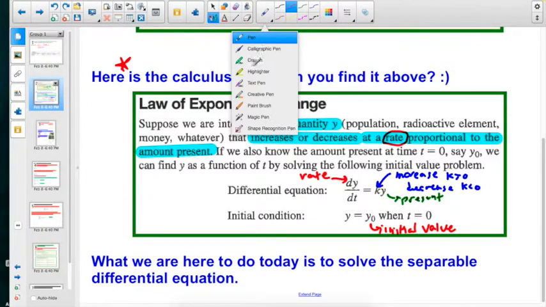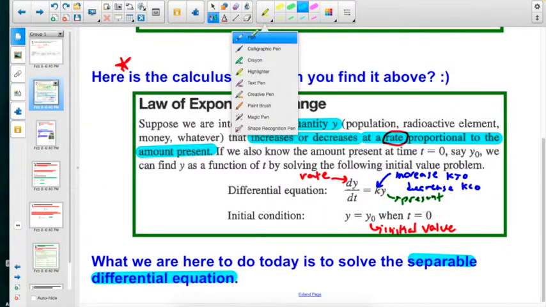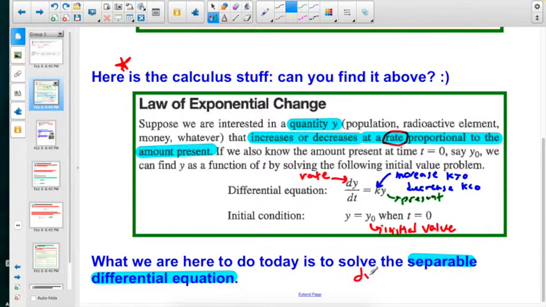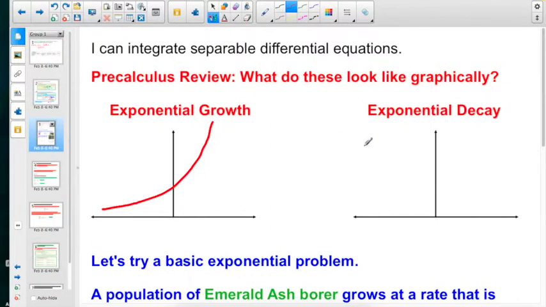So we're going to take those exponential type differential expressions, the dy dt equals k times y, and separate them and take their antiderivatives. Again, with just a little bit of a pre-calculus review, exponential growth looks something like this. And exponential decay looks something like this.